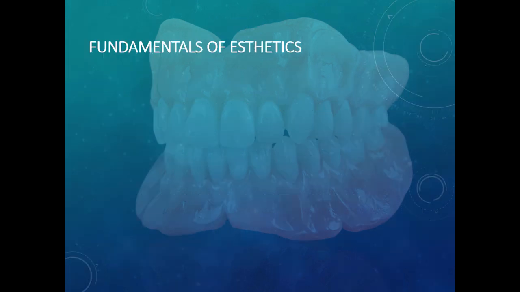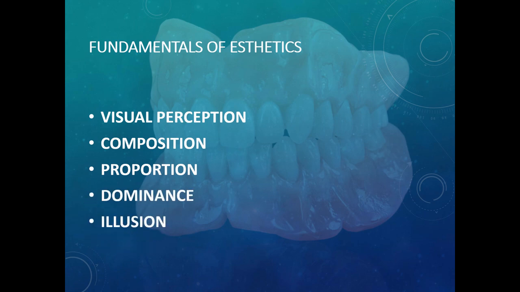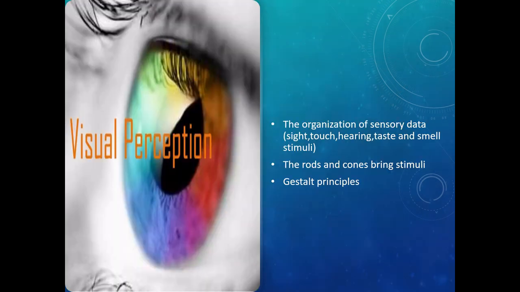Now, let us discuss the fundamentals of aesthetics, that is visual perception, composition, proportion, dominance, and illusion. Let us see what these are. The first one, that is the visual perception. So we know that the organization of sensory data is through 5 senses, that is the sight, touch, hearing, taste, and smell stimuli. And in visual perception, the stimuli is brought about by rods and cones.